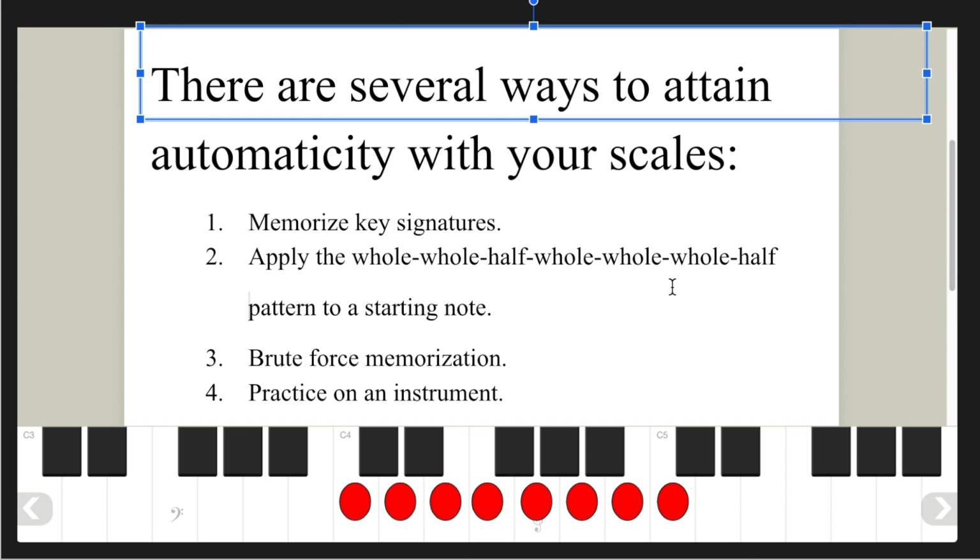Now, if you're anything like me, you might, rather than memorize this pattern, whole step, half step, whole step, half step, abstractly, continue to relate it back to the white note scale, C major and A minor. Okay, you can always relate it back. Okay, now there are ways to attain automaticity with your scales.